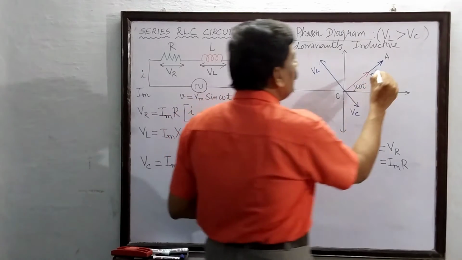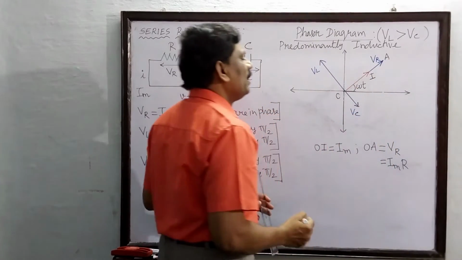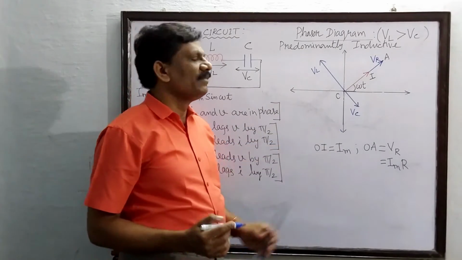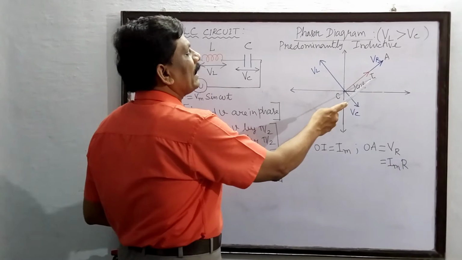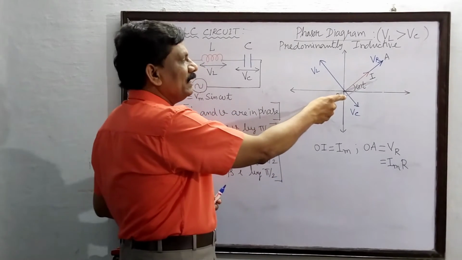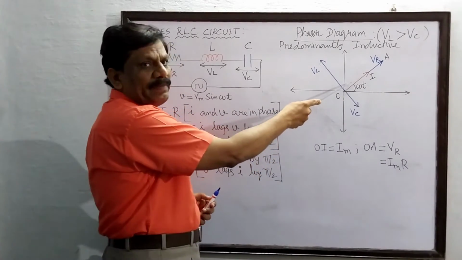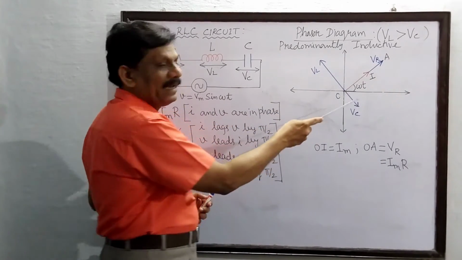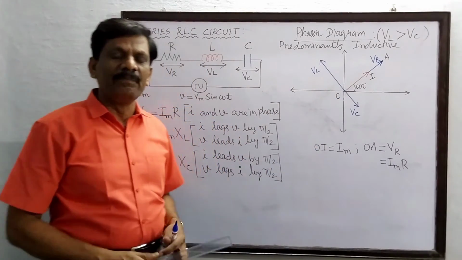Now, this is VL, okay? This is the VR vector, this is the VL vector, this is the VC vector. With respect to the current in the circuit, VR is in phase with the current, and VL is ahead of the current by a phase angle of pi by 2. And VC is lagging behind the current by pi by 2. So, this should be conveyed in the picture correctly.